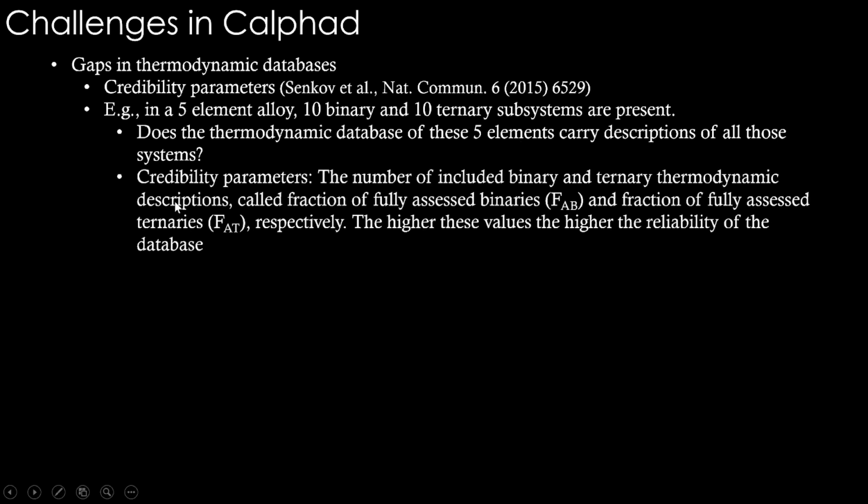Okay? These credibility parameters basically indicate the number of included binary and ternary thermodynamic descriptions, called the fraction of fully assessed binaries, FAB, and the fraction of fully assessed ternaries, FAT, respectively. The point is this: the higher the values of this FAB and FAT, the higher the reliability of the database. Okay, the point I am trying to insist is that there is a need to make this kind of reliability assessing parameters, FAT, FAB and all.